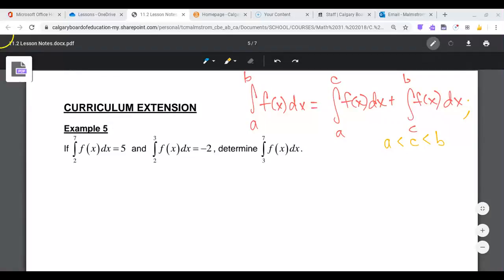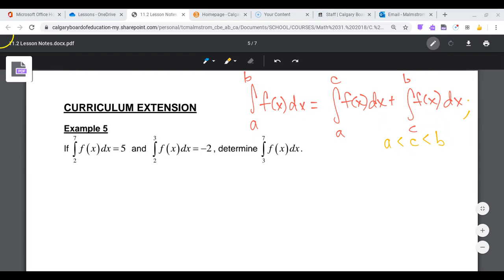All right, so for this extension question, it's really looking at that property that we added to our list of properties back on page 2 of the lesson, I believe. So if we go from A to B, we can split it up and add a boundary C somewhere in the middle of A and B, and then split them into two integrals.